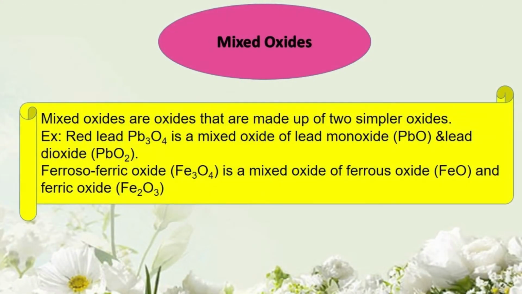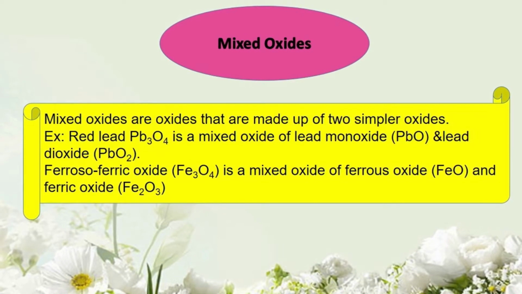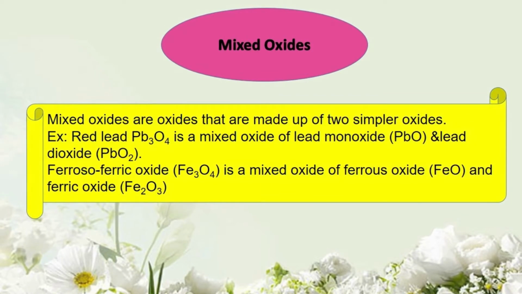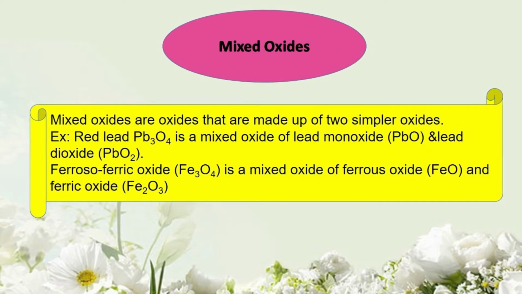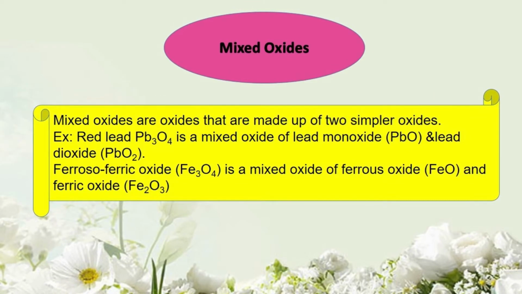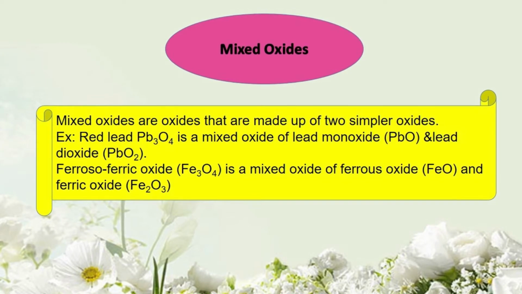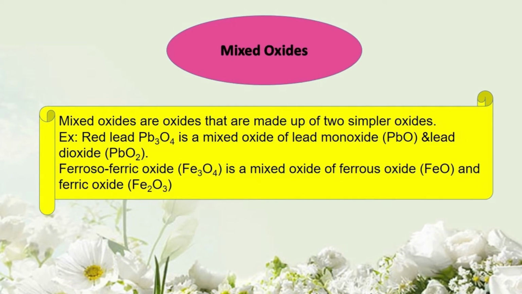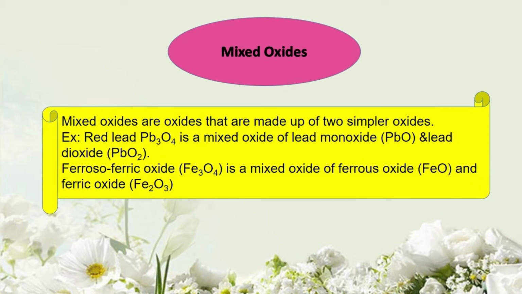Now let's see what is a mixed oxide. When we combine two simple oxides, we get a mixed oxide. For example, when we combine lead oxide PbO2 and lead monoxide PbO, we get the mixed oxide, that is red lead Pb3O4. Another example is when we combine ferric oxide, that is Fe2O3, and ferrous oxide FeO, we get the mixed oxide ferroferric oxide, that is Fe3O4.